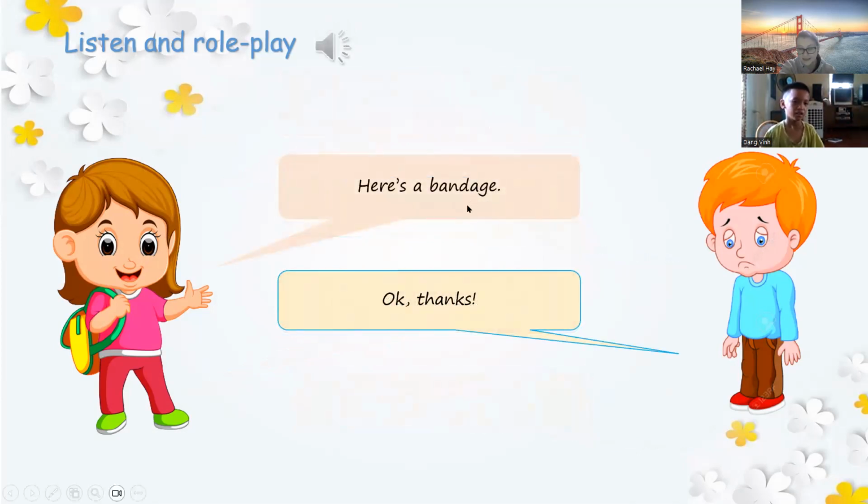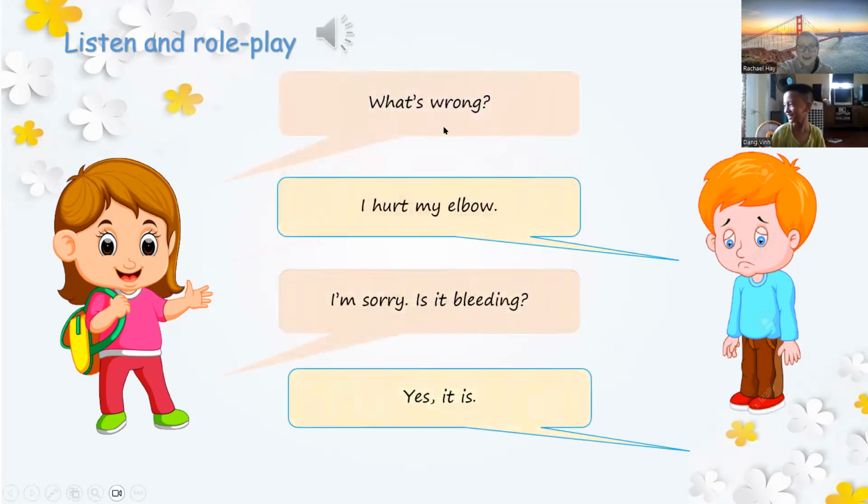Here's bandage. Okay, good. Okay, can you read for me? What's wrong? You read this one. My elbow. I'm sorry, it's bleeding. Yes, it is. Good.